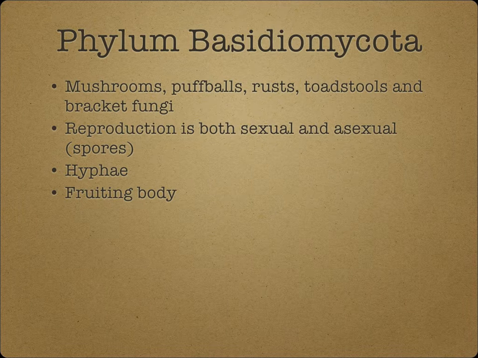Phylum Basidiomycota. This large phylum consists of mushrooms, puffballs, rusts, toadstools, and bracket fungi. The reproduction of these fungi can be both sexual and asexual. Asexual reproduction is via sporogenesis, the production of spores.